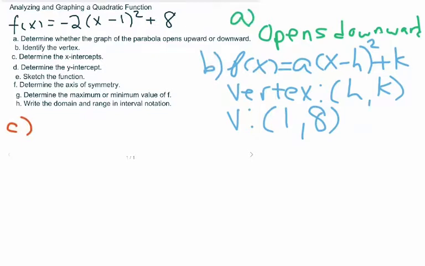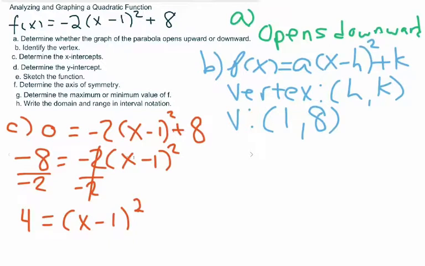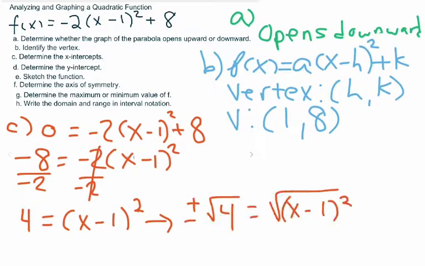To find our x-intercepts, we'll let f of x equal 0 and solve for x. First, we'll subtract 8 on both sides. Then, we'll divide by negative 2 on both sides. Next, we'll apply the square root property, which means we take the square root of both sides and put a plus or minus in front of the square root of the constant.